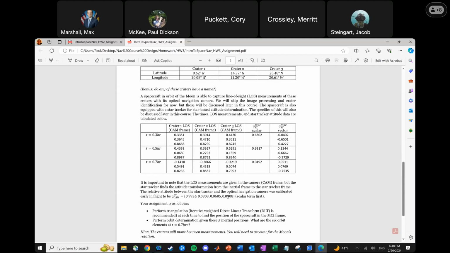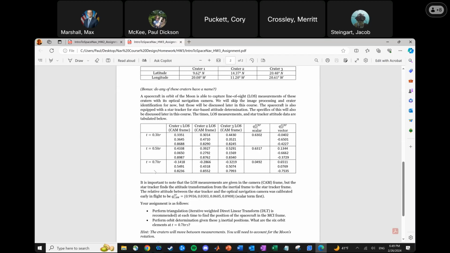Once it's all in one frame, it's relatively straightforward to set up an iterative weighted direct linear transform problem to estimate the position of the spacecraft. And you're going to do this 3 times. You've got it at 0.3 hours, 0.5 hours, and 0.7 hours. So there's 3 different measurement times, 3 different inertial positions. And now you might already be guessing where we're going to go with this. If you know the position of a spacecraft at one time, and then you know it at another time, and then you know it at a third time, what do you do?